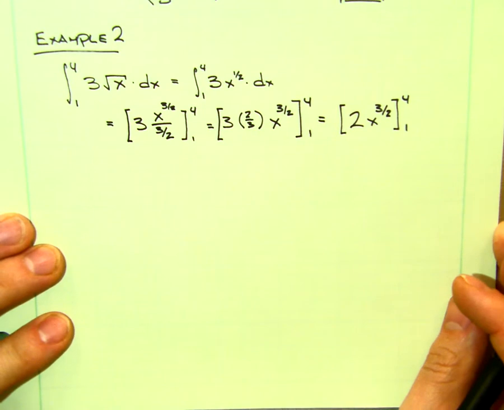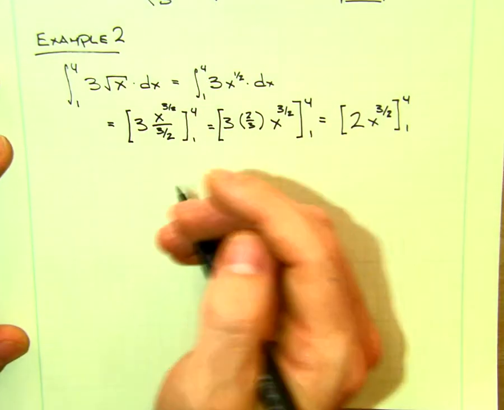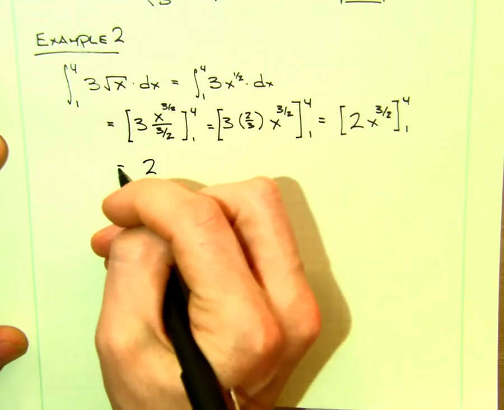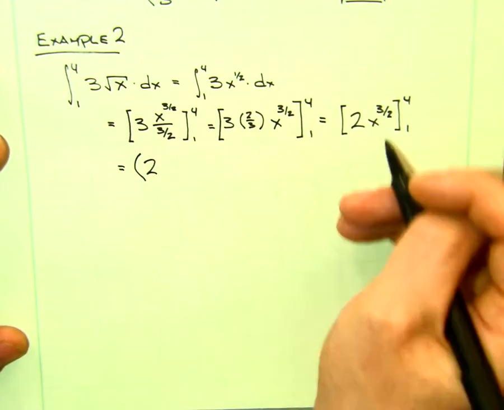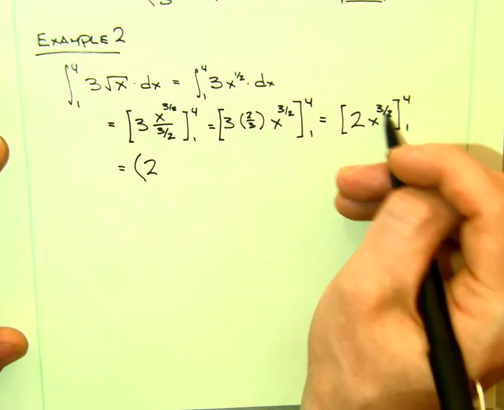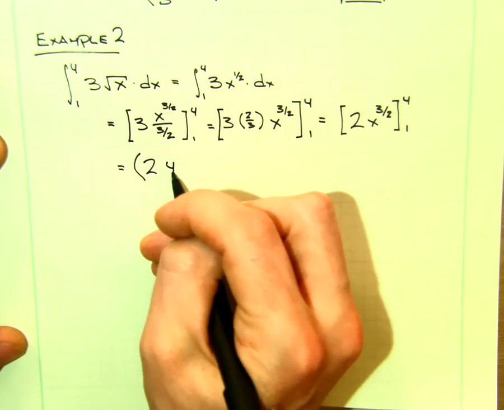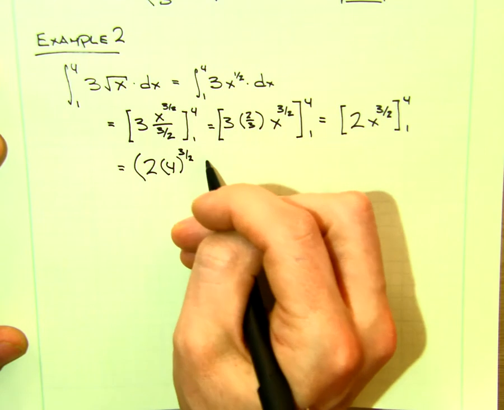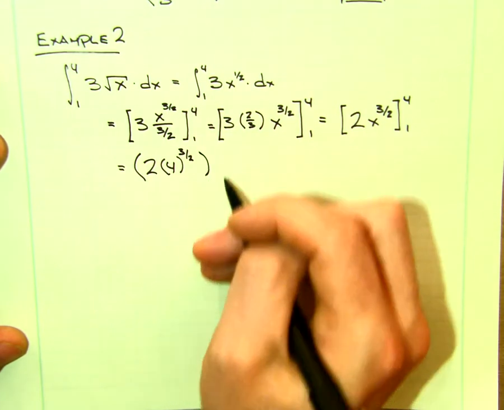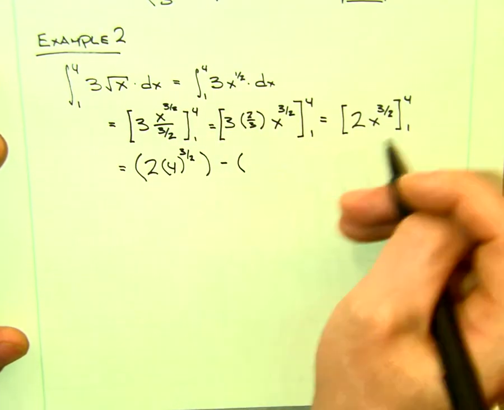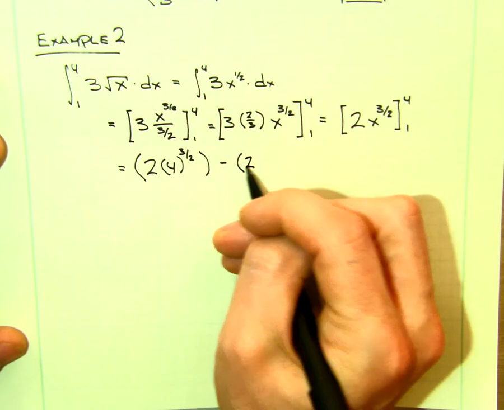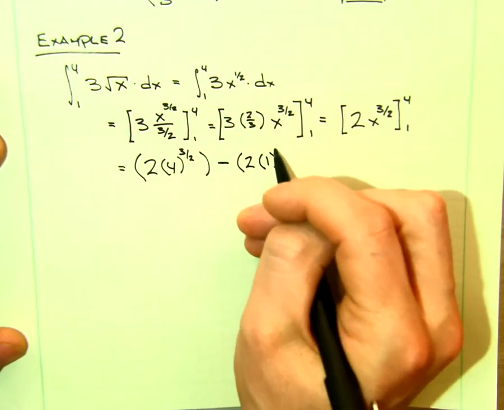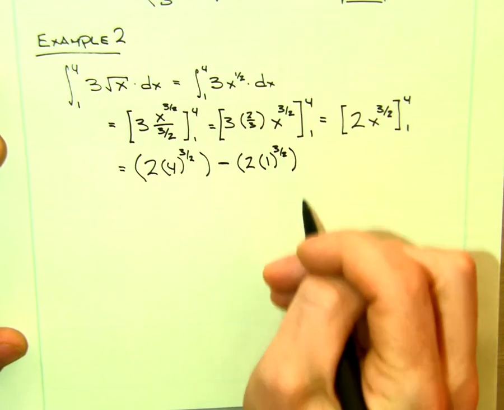Now from here, I'm sitting pretty well. All I need to do is plug in these endpoints and I'm done. Remember, I'm going to plug in the top one first. So it's going to be equal to 2, and instead of x to the 3 halves, in this case, I've got 4 raised to the 3 halves power. Okay, so that's my first one. Now my second one is I'm just doing the same thing, but I'm plugging 1 in. So I'm subtracting 2 times 1 raised to the 3 halves power.